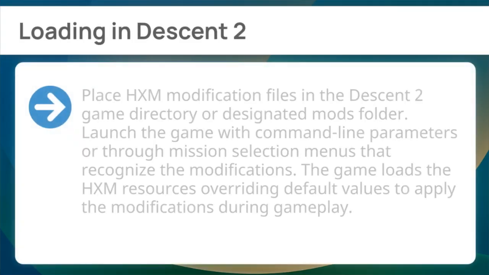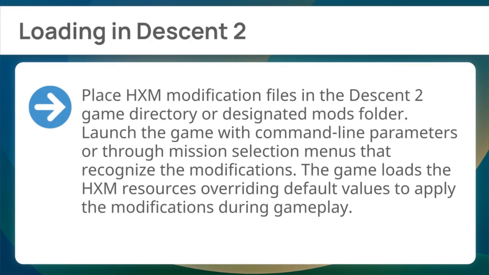First, loading in Descent 2. Place HXM modification files in the Descent 2 game directory or designated mods folder. Launch the game with command line parameters or through mission selection menus that recognize the modifications. The game loads the HXM resources, overriding default values to apply the modifications during gameplay.